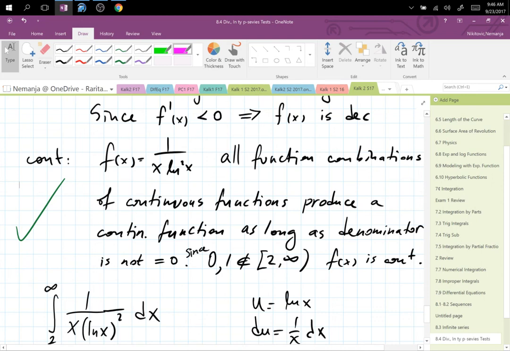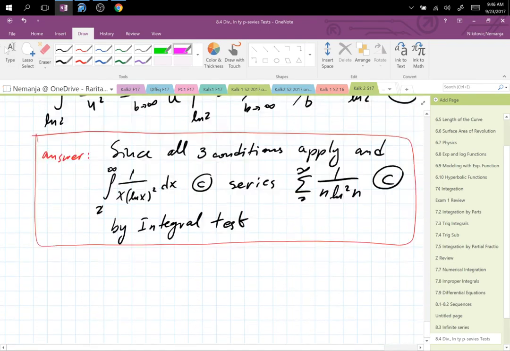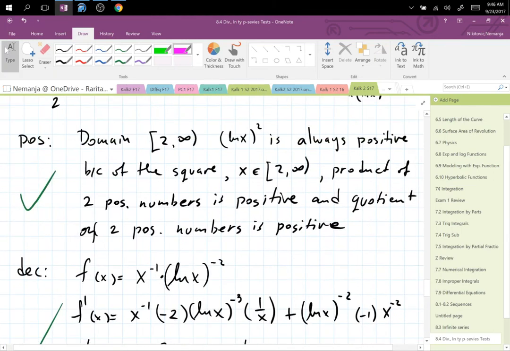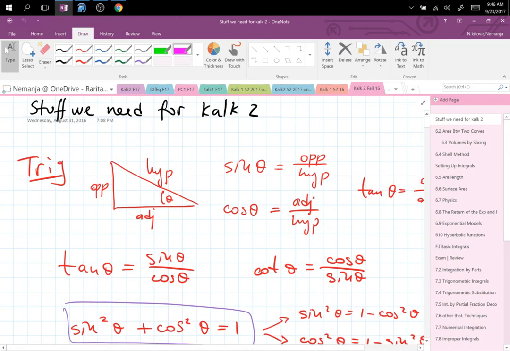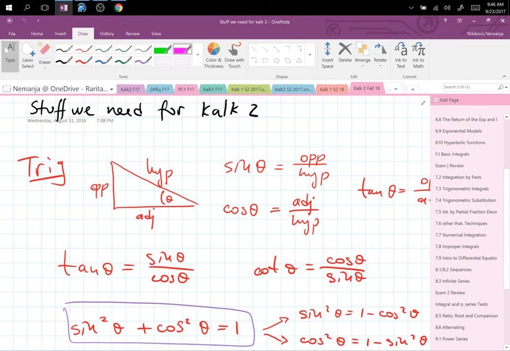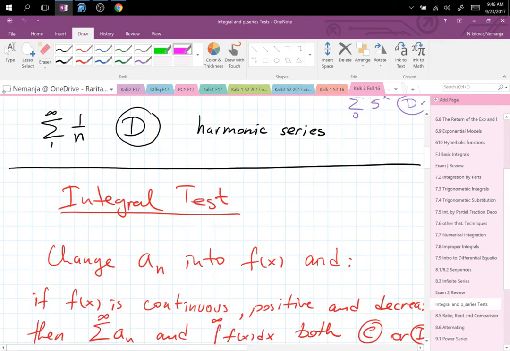Functions, as long as the denominator, well, this is an abbreviation because I didn't say that this is a polynomial which is continuous. I didn't say that ln is continuous with resulting. So this actually should be much longer than this. This is an abbreviation. I guess this one wasn't that great. Let me see if I can find a better Calc 2 example, because I did this integral and p series. Let's see.